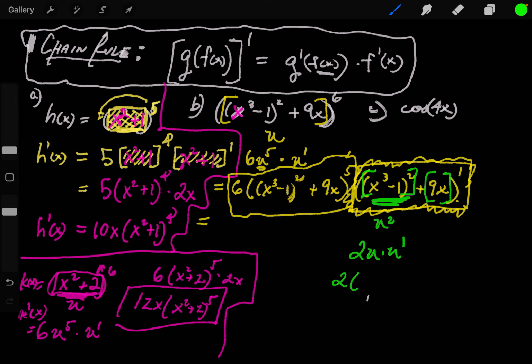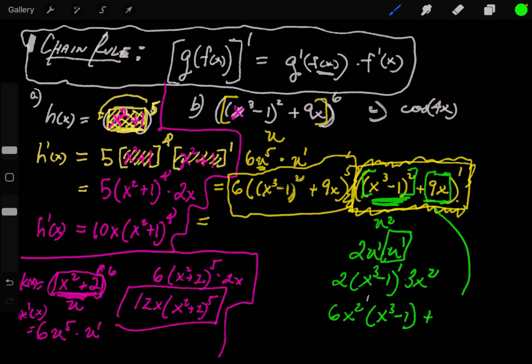So it's 2 times x cubed minus 1 to the 1, right? This was u to the 1. And then times u prime, that says u prime, times the derivative of that inside value, which is 3x squared. And then the derivative of just minus 1 is 0. So then I get that this is 6x squared times x cubed minus 1 plus this part here, the derivative of 9x is just 9. And now I found the derivative of this second part. And you put these things together.